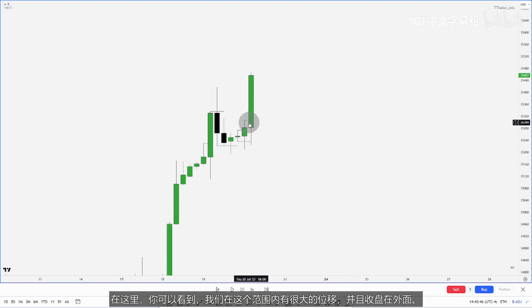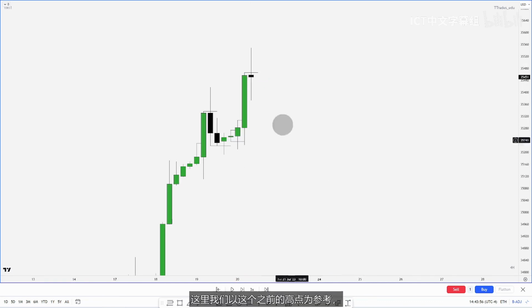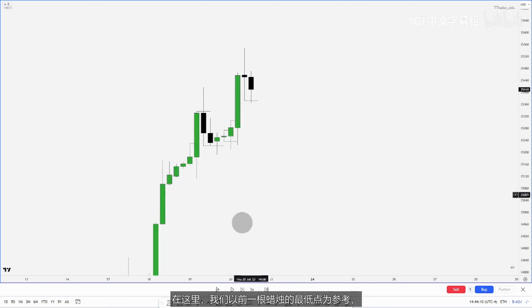Right here you can see we get a lot of displacement out of this range and a close outside. From here, either consolidation or this previous high. Here we take this previous high, we can't close out. From here I'd want to see this previous low. Right here, we take the previous low, we can't close outside, so I'd want to see this previous high.